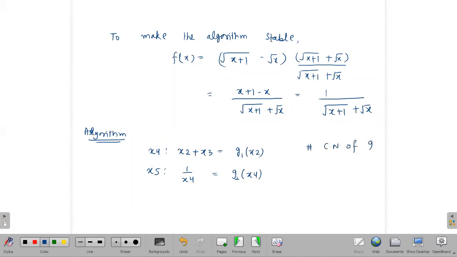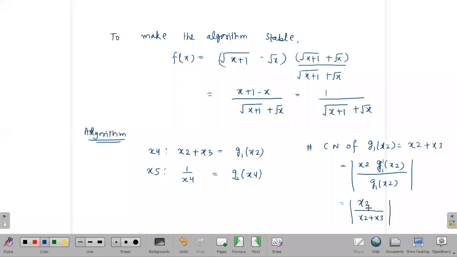So now find the condition number here. Condition number of g1 of x2. It will be x2 plus x3. So x2 is the variable here, and take the g1 derivative and divide by g1 of x2. So the derivative will be 1 by x2 plus x3. So x3 is a positive quantity here. And if you find the condition number for this case, it will be less than 1, means near about 1 or less than 1. So this is the stability up to this step.